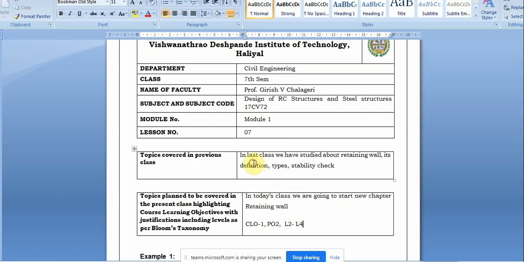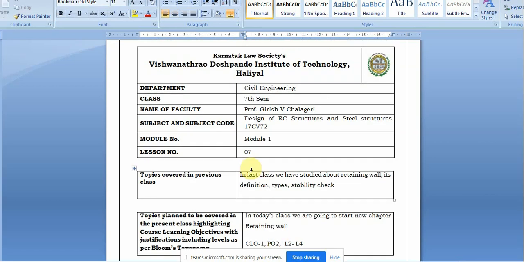So welcome back to the lecture series on design of RCC structures and steel structures. Code 17CV72. We are in module 1, RCC structures design. Lecture number 7 we are on.